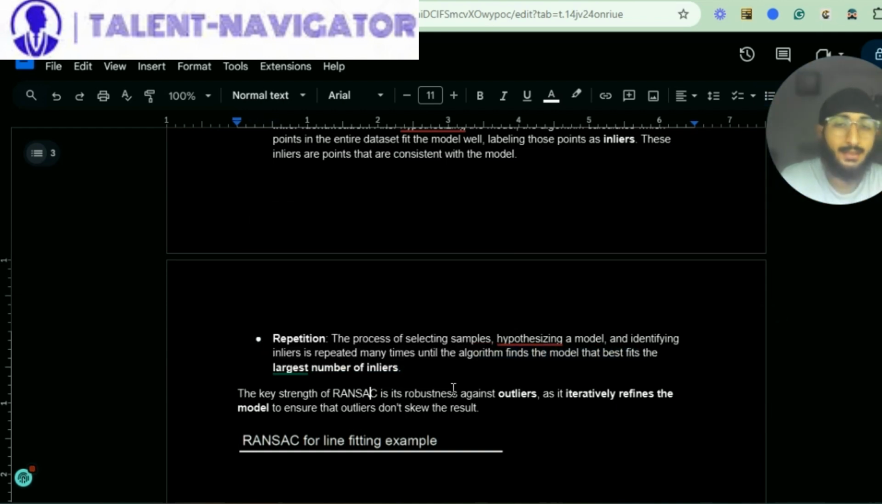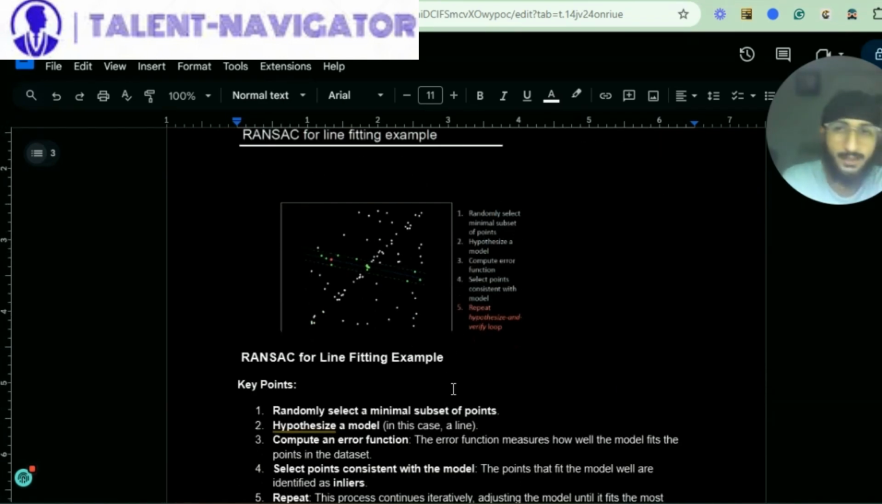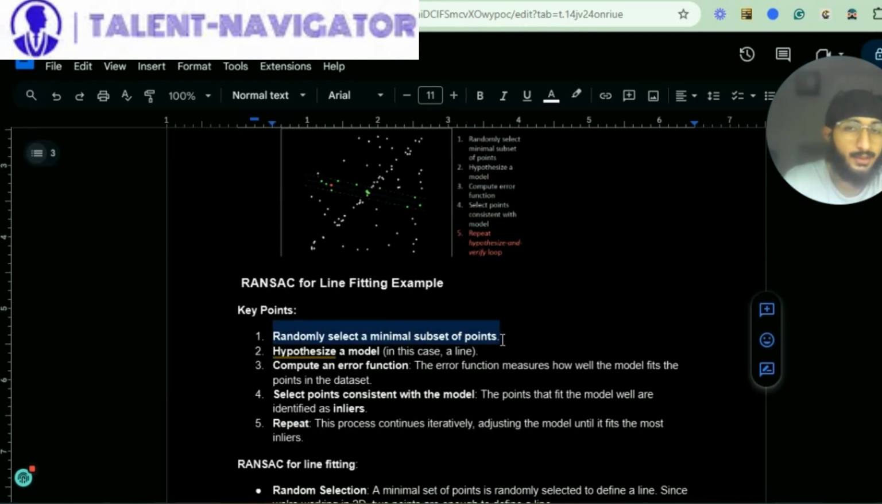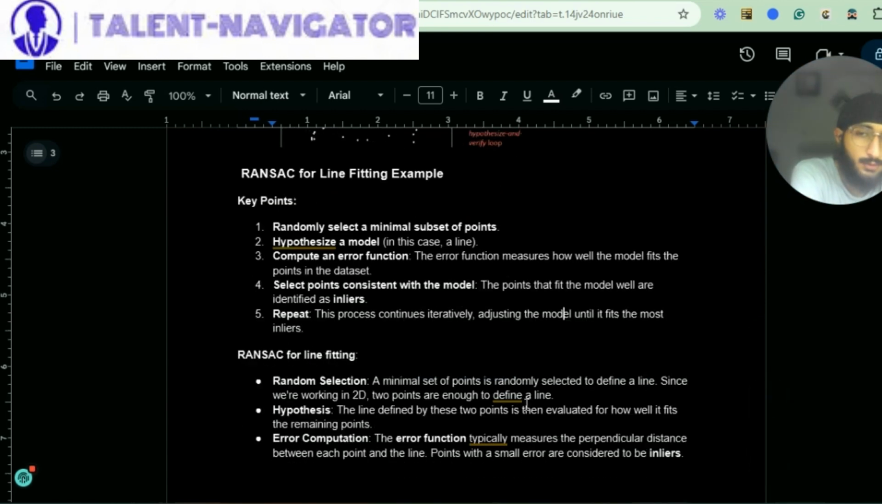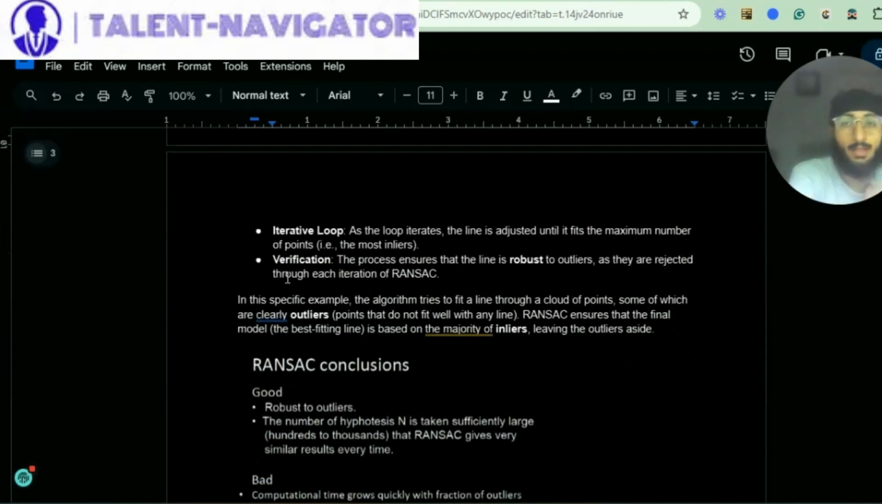The key strength of RANSAC is its robustness against outliers, since it iteratively refines the model to ensure that outliers don't skew the result. Now, RANSAC for line fitting example. So randomly select a minimal subset of points, hypothesize the model, in this case a line, compute an error function. The error function measures how well the model fits the points in the dataset. Then fourth, select points consistent with the model. The points that fit the model well are identified as inliers. Repeat. This process continues iteratively, adjusting the model until it fits the most inliers. So that's it about line fitting for RANSAC.